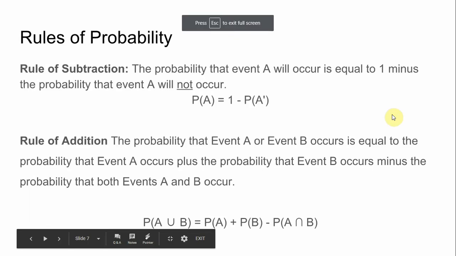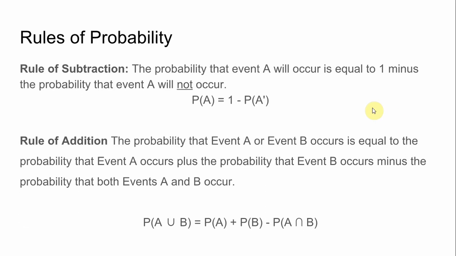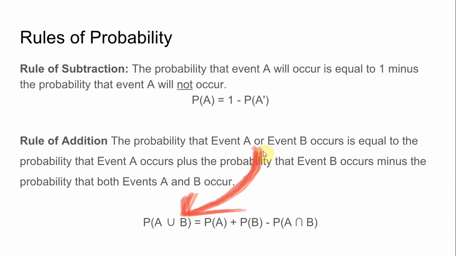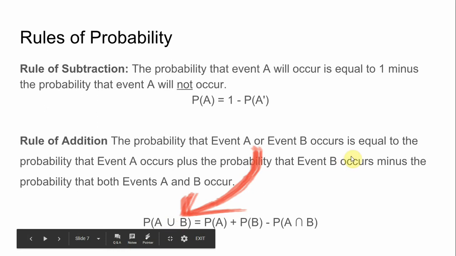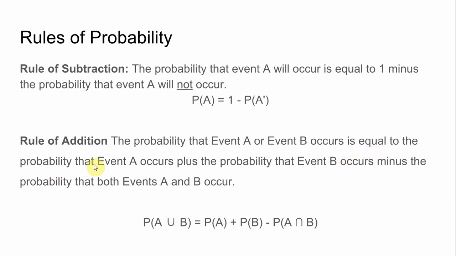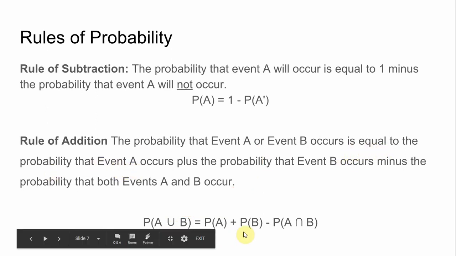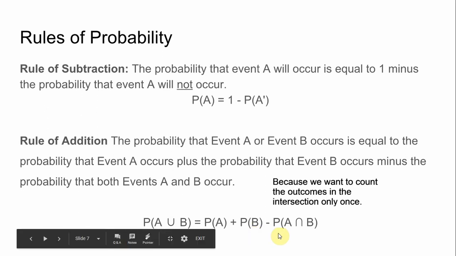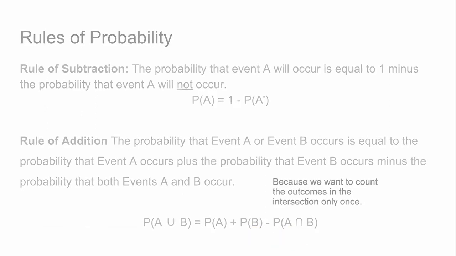Rules of probability. The probability that event A will occur is equal to 1 minus the probability that event A will not occur. Rule of addition: the probability that event A or event B, that is the union, occurs is equal to the probability of event A plus the probability of event B minus the probability of A intersection B.